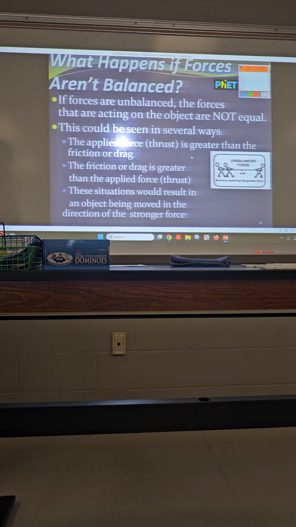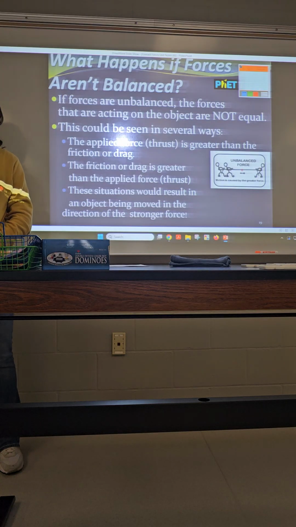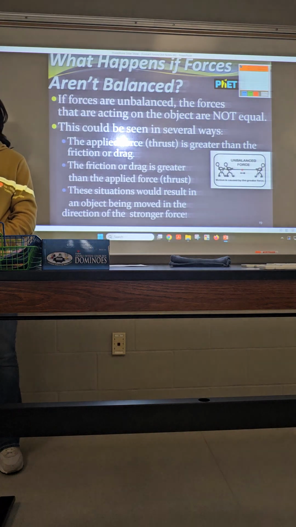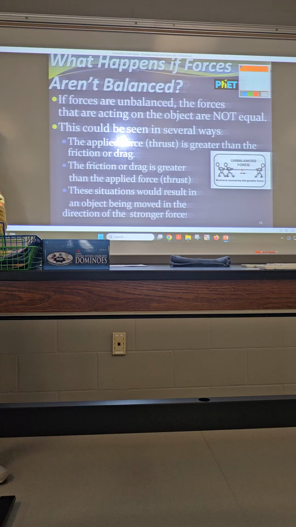And so these situations would result in an object being moved in the direction of the stronger force. And again, this is the nice thing about this. It's common sense. We understand this. If a force is stronger, it's going to win. It's going to get motion in that direction. So whether that is an applied force or whether that is some form of friction, whichever one's stronger is going to take over and control the motion.